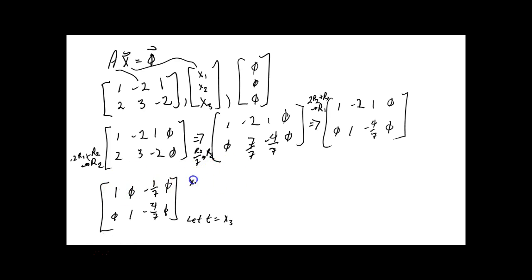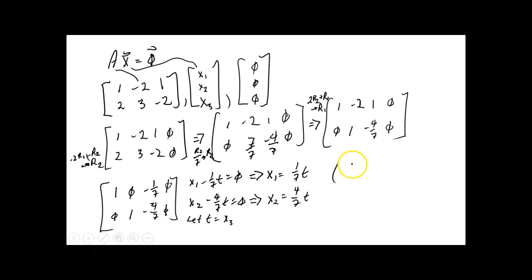Now this one says for us x of 1 minus 1/7 t, because that's x of 3, is equal to 0, which now implies that x of 1 is equal to 1/7 t. You add that to both sides. And then the second one implies that x of 2 minus 4/7 t is equal to 0, which implies that x of 2 is equal to 4/7 t. So our solution set is a set of all points that fit this bill: 1/7 t, 4/7 t, t.